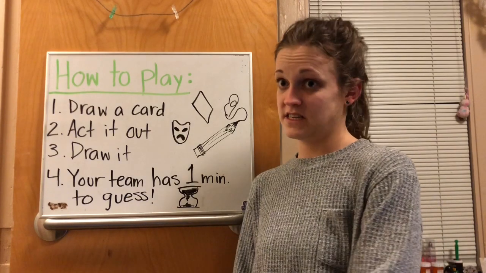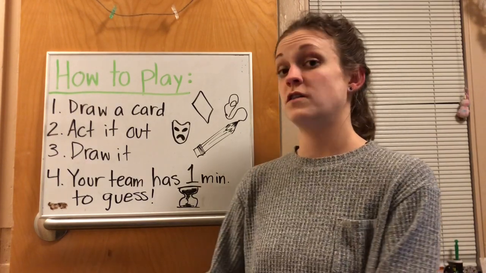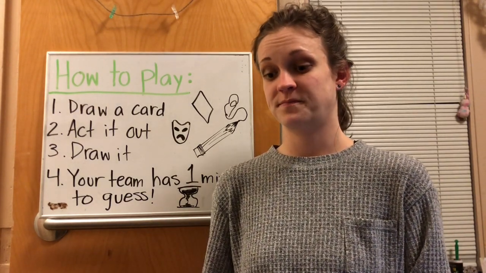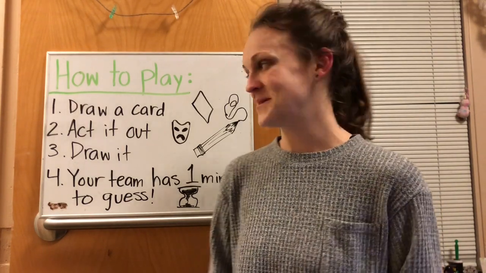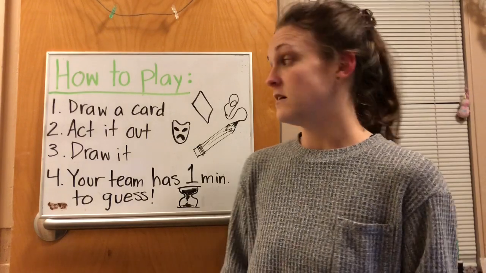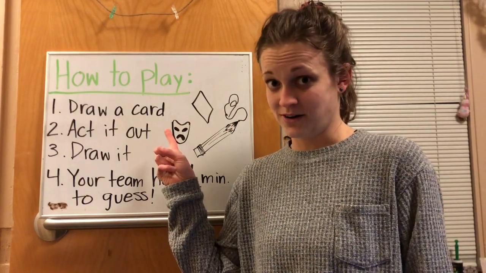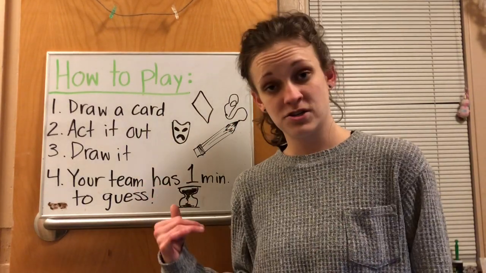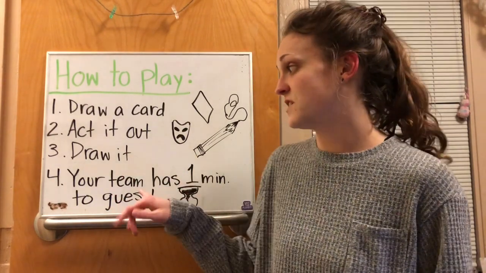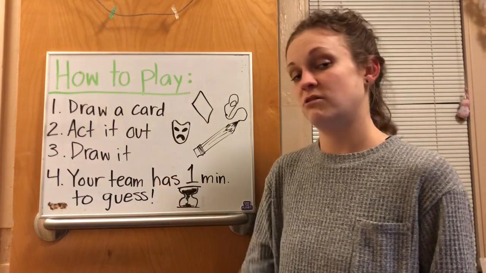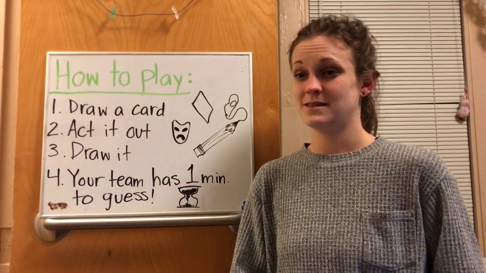A student from the first team is going to come up and draw their first vocabulary card, and they're going to keep it to themselves. You don't want them to share it with anyone, because they're going to act out the word on the card. Then they're going to draw a picture to represent the word on the card. And the objective for their team is to guess the word correctly in 1 minute or less.